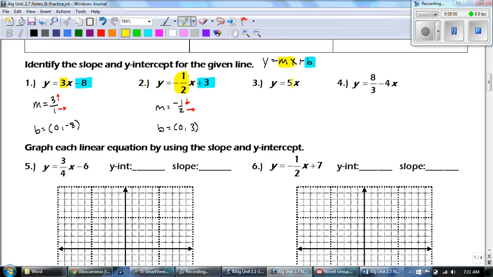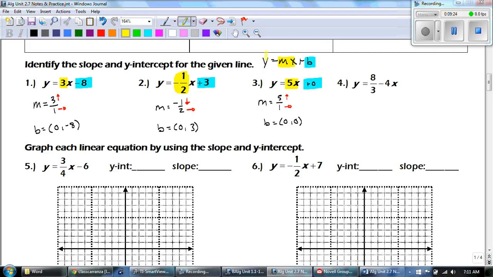All right, number 3. There's my slope. It's not a fraction, so I'm just going to put it over 1. It's positive, so that tells me that I would go up 5 to the right 1. And my y-intercept, oh my, there's nothing there. Well, technically there is. We would say that that is +0. So that means that I begin at the origin at 0, 0.